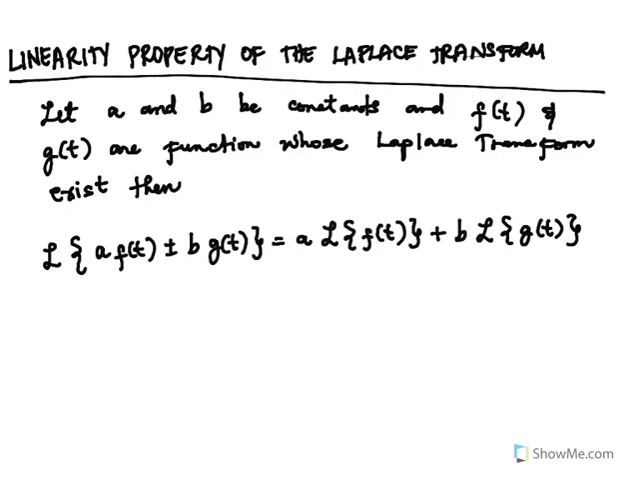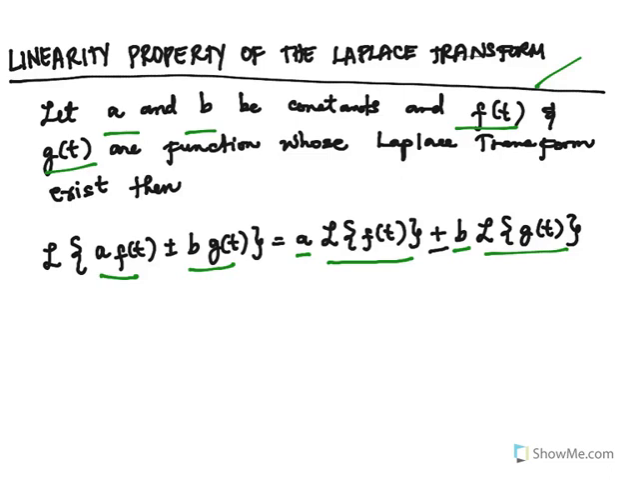This is specifically for functions that involve more than one term, so basically an expression separated by the plus or minus sign. We use what you call the linearity property of Laplace transforms. The linearity property tells us that if a and b are constants and f of t and g of t are functions that are Laplace transformable, then the Laplace transform of the combination a f of t plus or minus b g of t can be written as a Laplace transform of f of t plus or minus b Laplace transform of g of t.